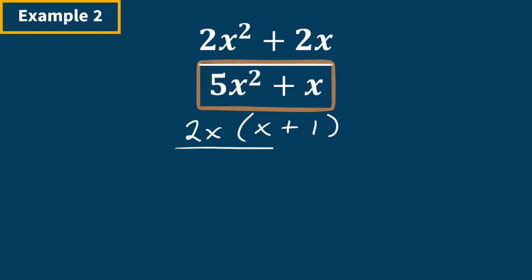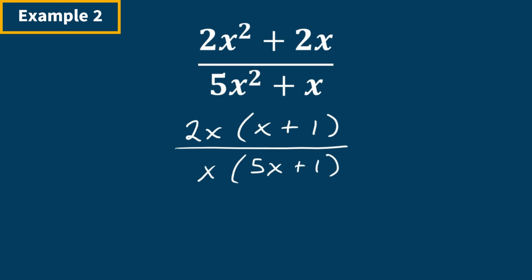Now, let's go ahead and factor out the denominator. Looking at 5x squared plus x, I see that both of those terms have an x, so I can go ahead and factor that out here. And what we'll have left over is 5x plus 1.